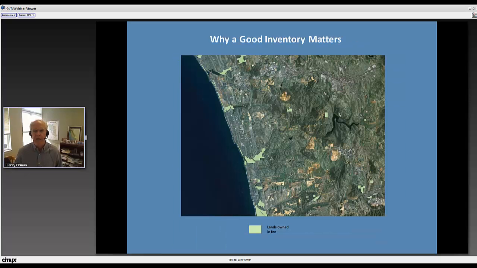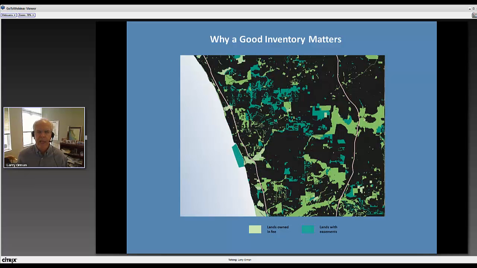Another way to look at why a really good inventory matters is this was an earlier data exercise the state did in 2005 in an area north of San Diego as part of a statewide data set. But what was really there was this, and this includes both the lands in fee and the easement lands.